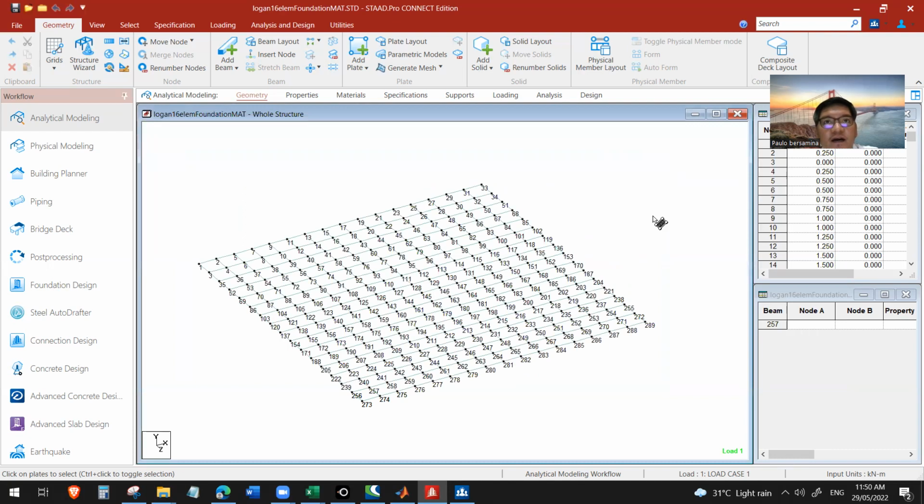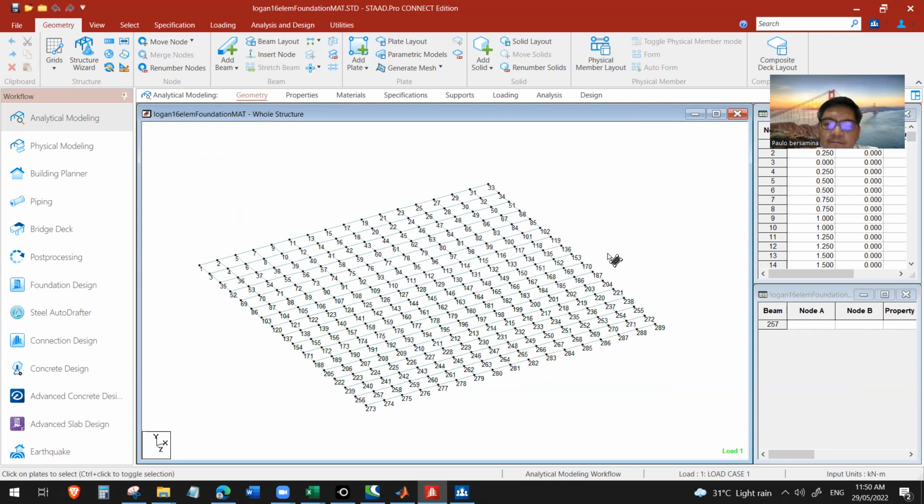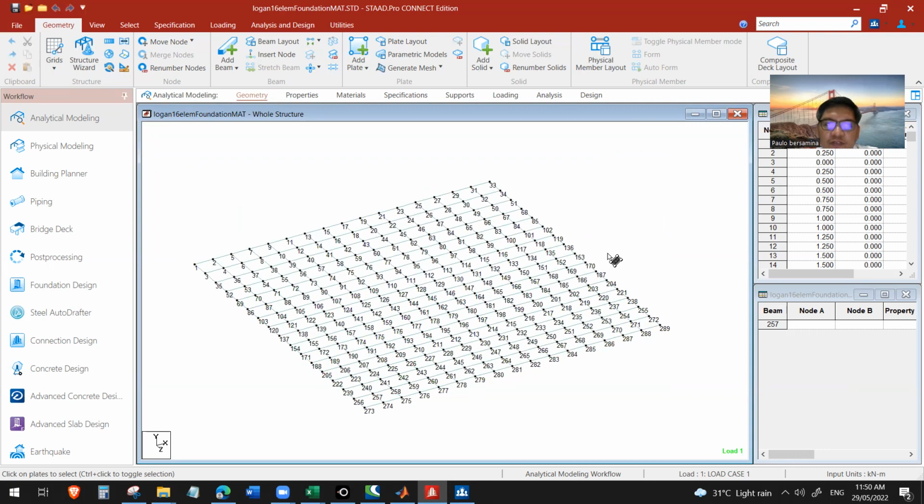Although meron na akong recorded lecture for mat foundation, we will discuss pa rin, no? So it's a 4 meter by 4 meter. Let's now assume na mat foundation naman. So it goes to show na ganun ka-flexible ang plates, no?